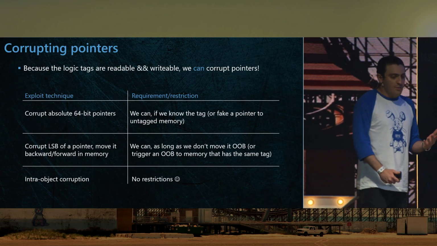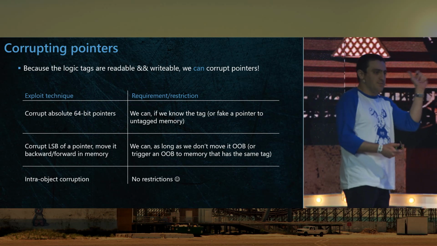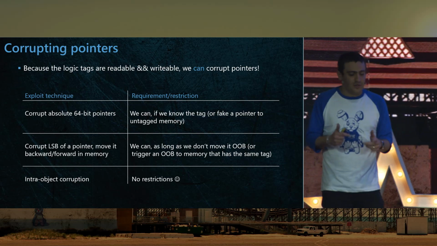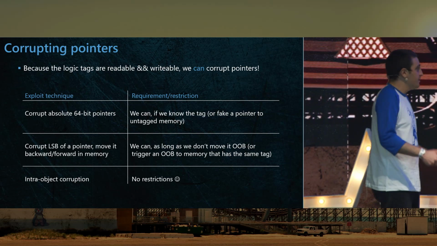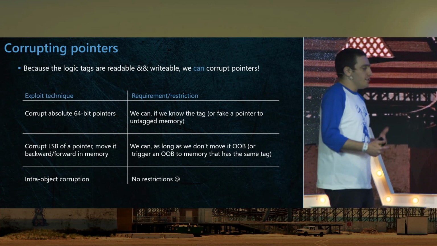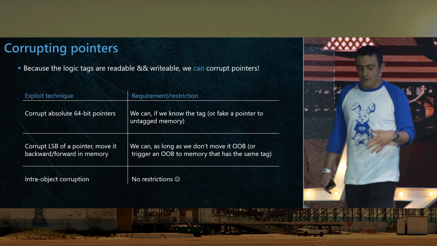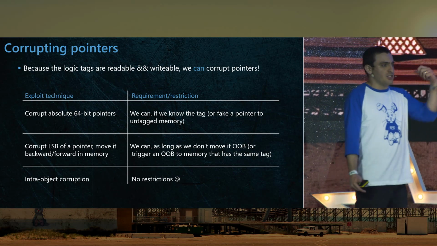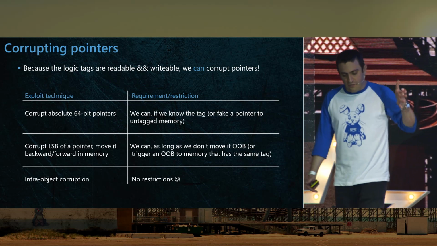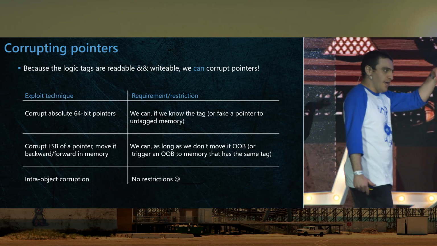Okay, so let's talk about corruption of pointers, right? With MTE, we can corrupt pointers, because the logic tags, all of these MSBs in all of the pointers, are clearly readable and writable. So if I can leak pointers, so if I can leak tags, I can fake pointers, right? So if you want, for instance, to corrupt some absolute 64-bit pointers, you can do that as long as you know the tag of your destination address. If you want to do this trick that I personally find very, very useful, to corrupt the LSB part of your pointer and just move it backward or forward in memory, you can still do that as long as you make sure to not move your pointer out of bound, or that you do move it out of bound, but you know that the tag at your out of bound memory area is the same.